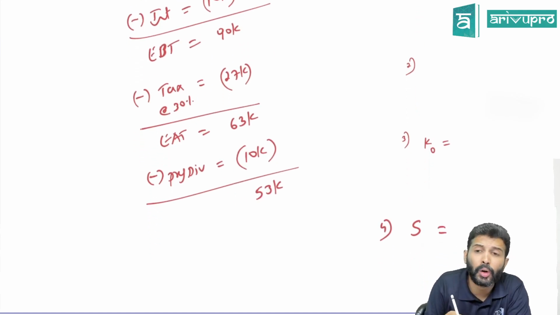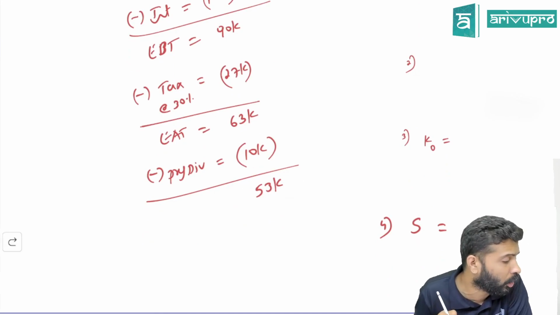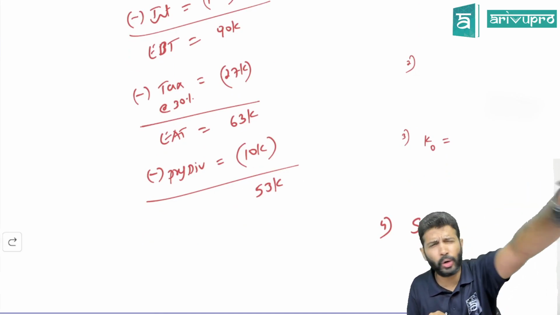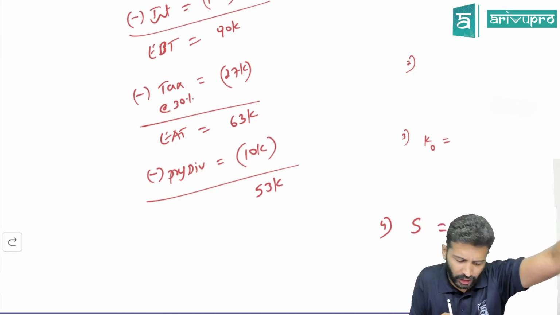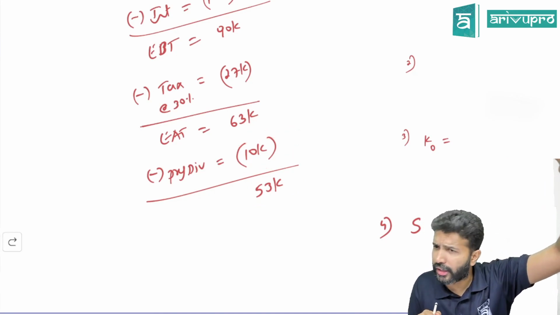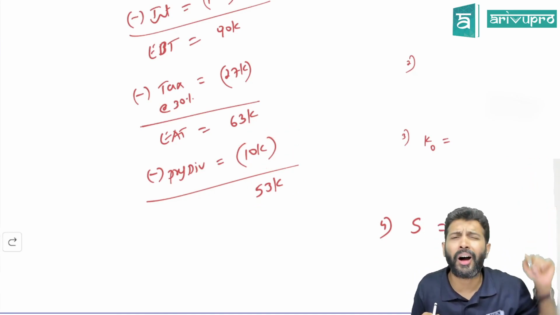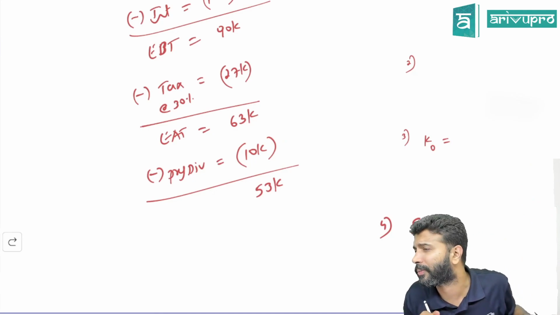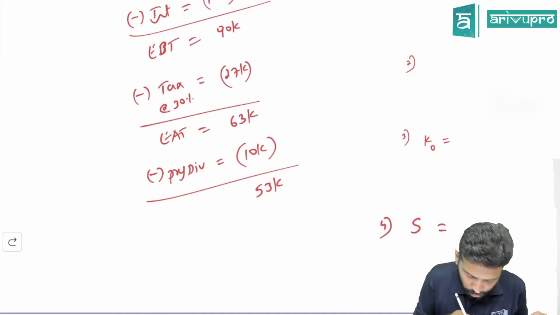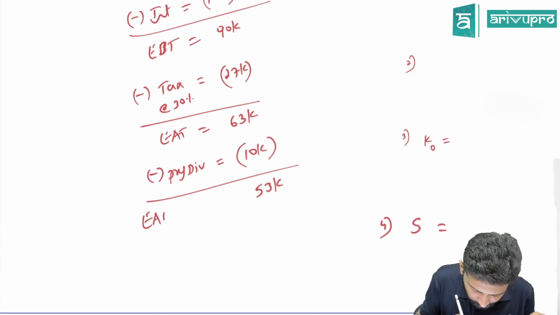53,000. This 53,000 is available to whom now? Are debenture holders already paid off? Yes. Is the preference shareholders' dividend already paid off? Yes. So last money remaining belongs to whom, sir? Equity shareholders.